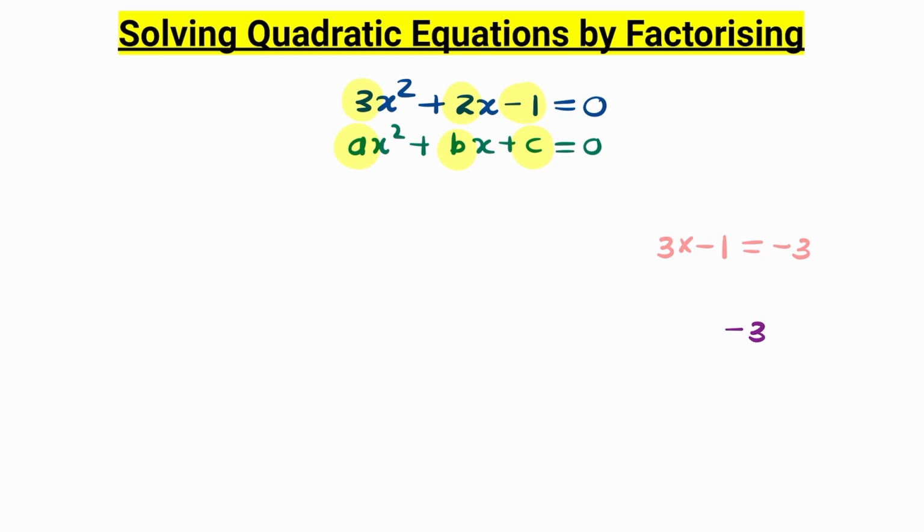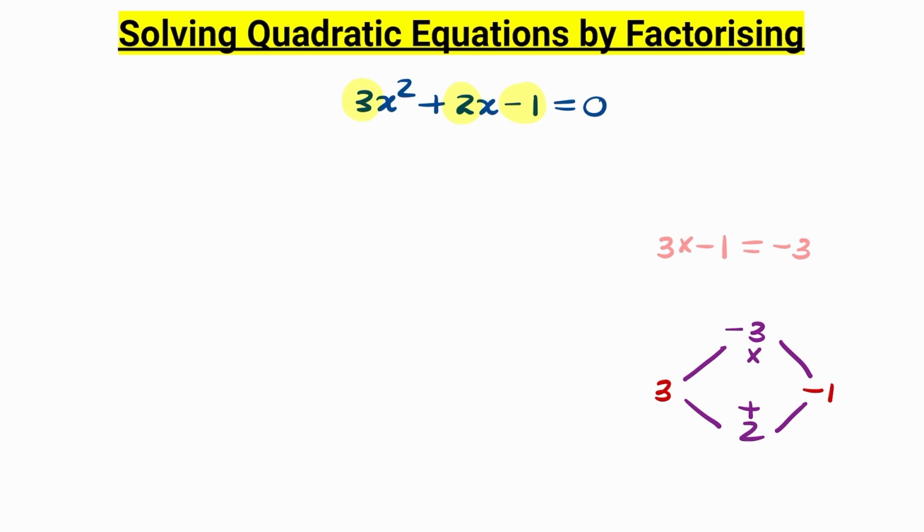What is the b value here? It is 2. We should think of two numbers that multiply to get minus 3 and add up to get 2. So now think of two numbers. We can take plus 3 and minus 1. Why? 3 times minus 1 is minus 3, and 3 minus 1 is 2.